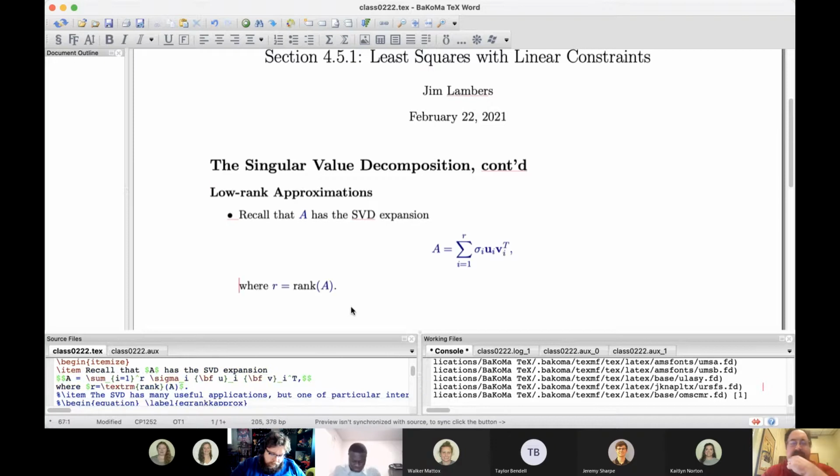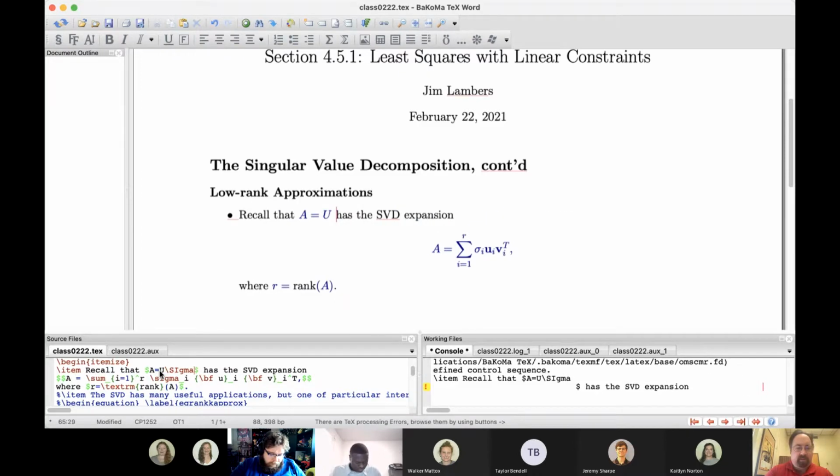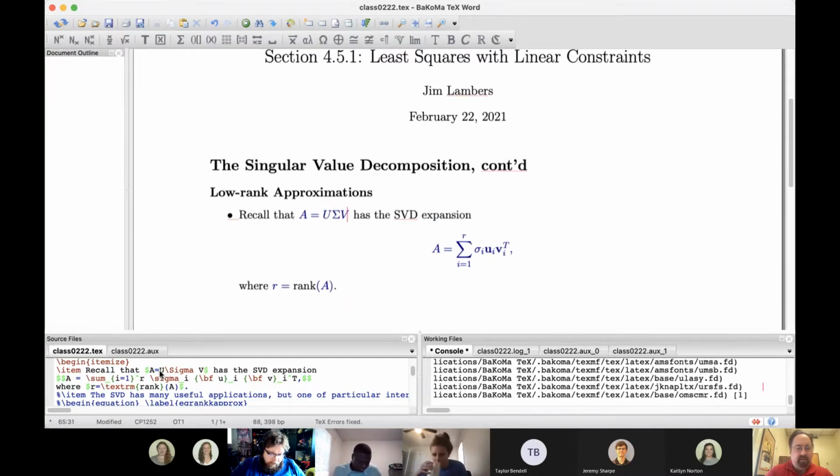The SVD expansion. So if A is equal to U sigma V transpose, then this is saying exactly the same thing, because this is another way of writing a matrix product, where u_i and v_i are columns of U and V, and sigma_i are singular values. These are the diagonal entries of sigma. Now, normally this sum would go from 1 up to the minimum of m and n, where A is an m by n matrix.